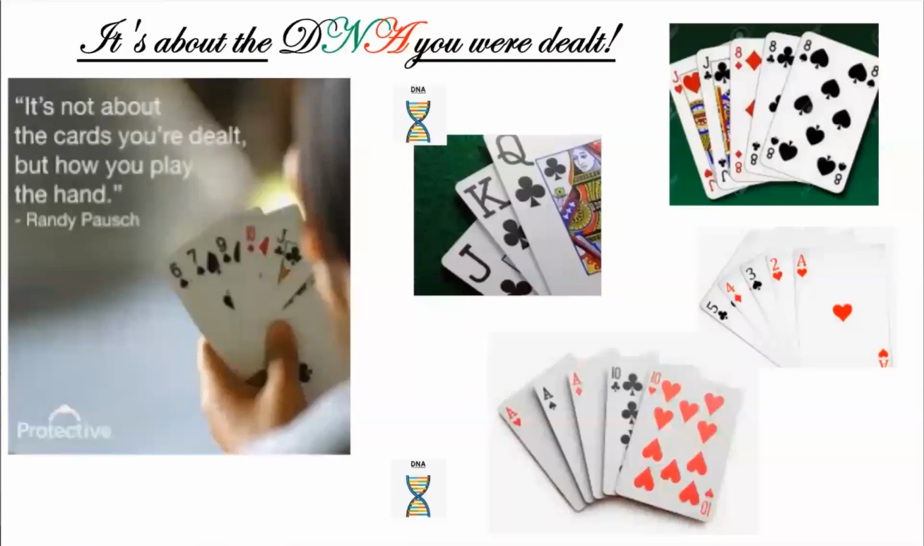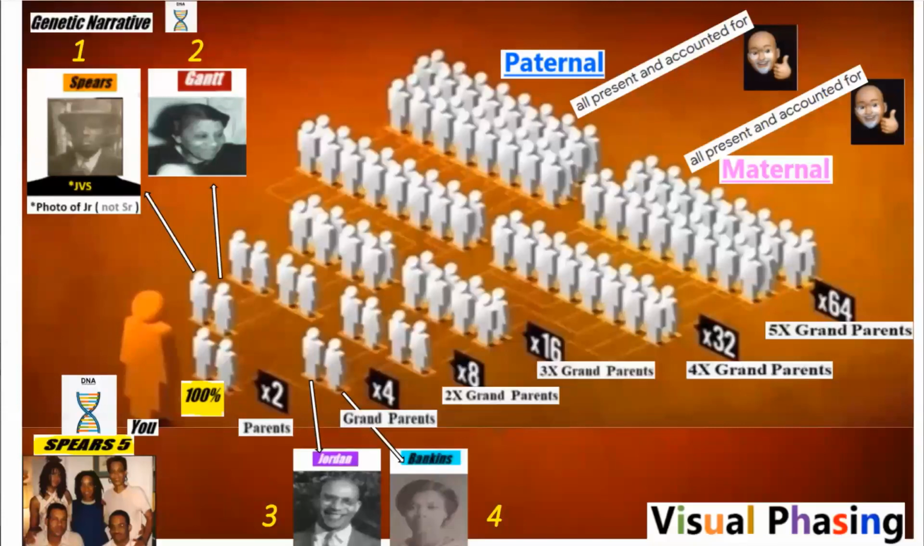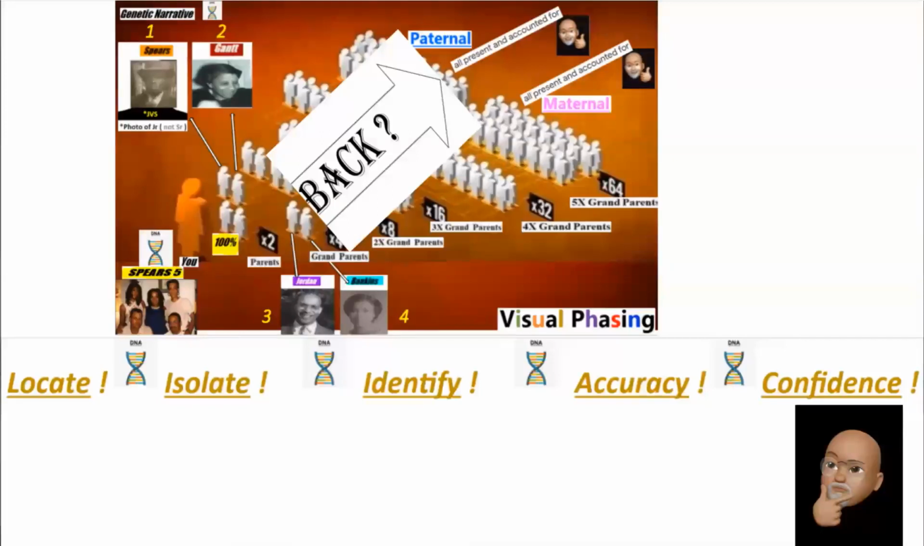Once you get your DNA, those are the cards that you were dealt. That's the hand that you were given. And so you can use that in combination to really start doing some special things. But can we go back further? Can we go beyond the grandparents? Can we locate, isolate, and identify with accuracy and confidence data beyond that?